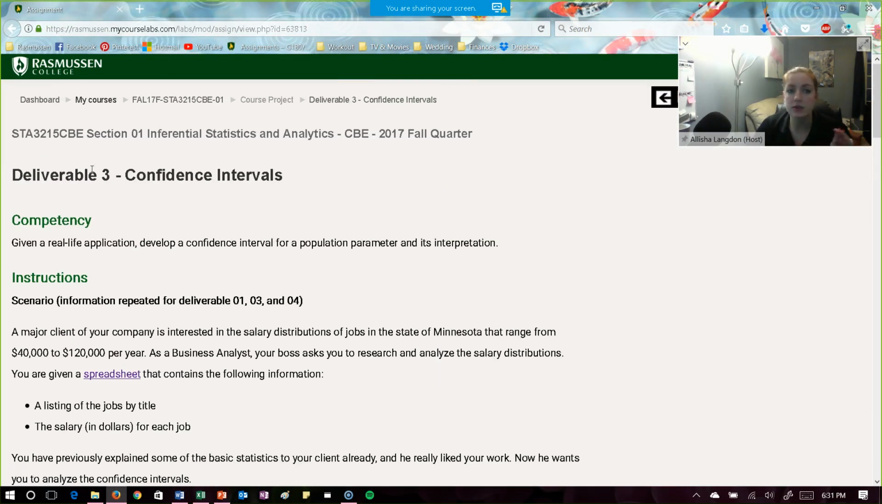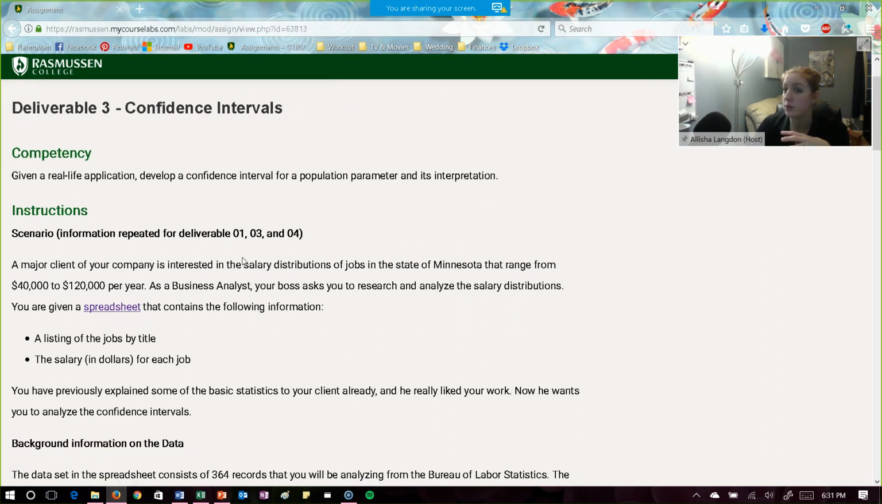So here is our deliverable 3, confidence interval. So we are back to the information that we worked with on deliverable 1, where you had that worksheet and you were looking at the salary distributions of jobs in Minnesota that range from $40,000 to $120,000 per year. And you have this spreadsheet that we worked with before, so you're going to get that spreadsheet and you're going to do your calculations in it.